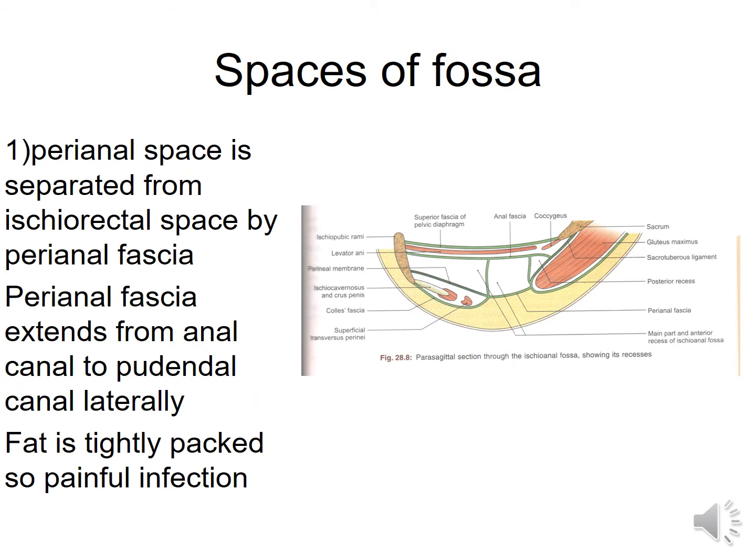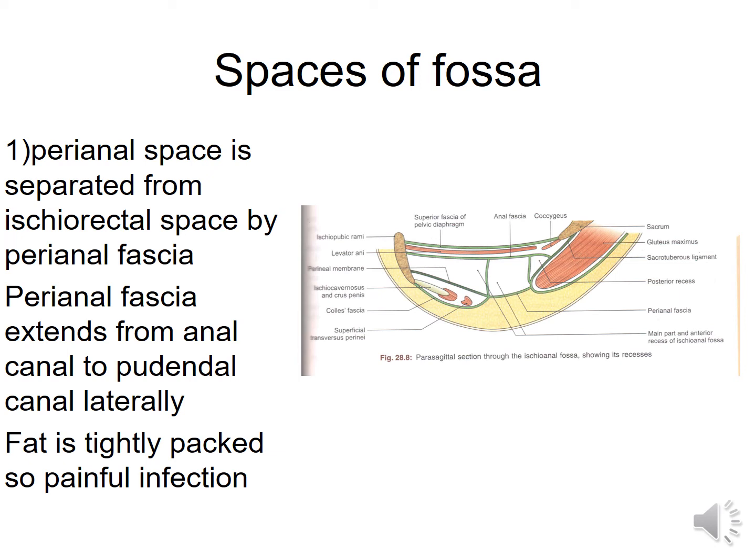So coming to the spaces of ischiorectal fossa, we have two spaces in ischiorectal fossa. The one is perianal space. As you can see in the diagram, it is the space which is separated from main ischioanal space by perianal fascia. Now, what is this perianal fascia? We came across anal fascia. Now here we have perianal fascia. Anal fascia was the fascia below the levator ani.